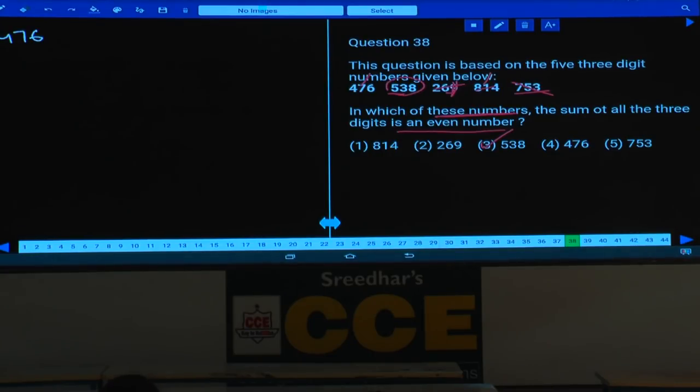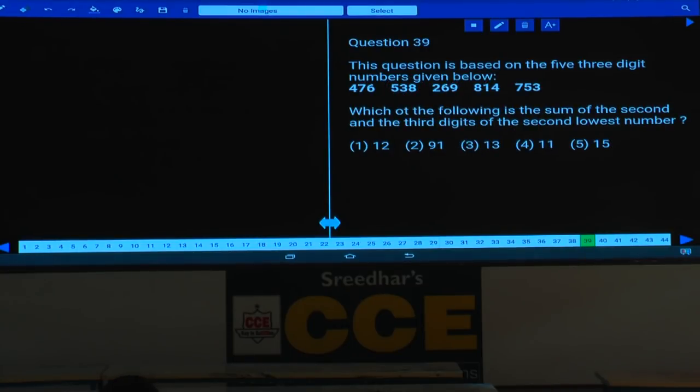And in order to do this one, no need to count the entire digits and then check which is odd and which is even. Then question number 39. Which of the following is the sum of the second and the third digits of the second lowest number? Now what is the first lowest number here? 269. And the second lowest number is 476. And what is the sum of the second and the third digits? 7 plus 6 is 13. 13, that is given in choice 3. Question number 39, choice 3 is the answer.